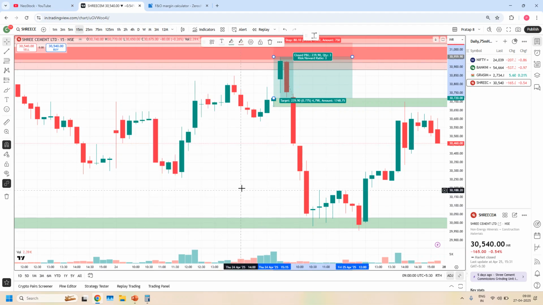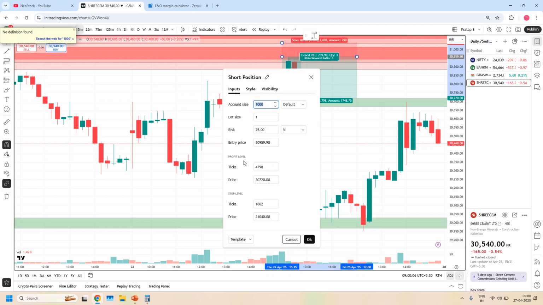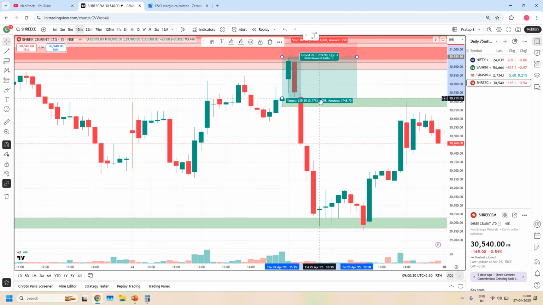Now you make it. So here, this is the entry. Now what is my entry? My entry price is 30,959.90 paisa. This is the entry. Then only I want to accept the trade. Why? Because I want to book at this 15 minutes target. To book the profit at 15 minutes, minimum 1:3 RR is required.